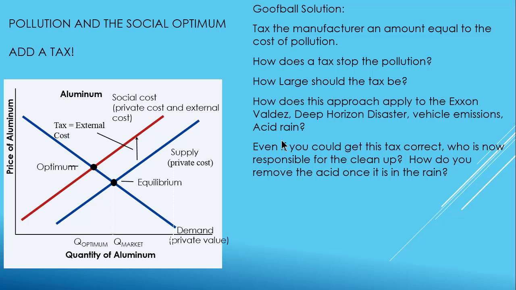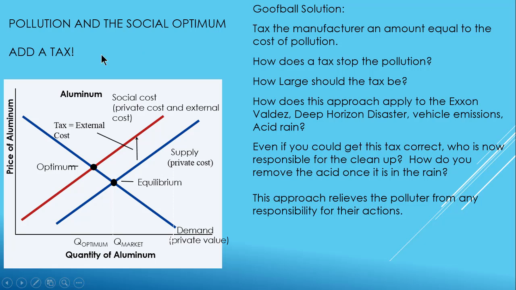Even if you could get the tax correct, who is now responsible for the cleanup? Is it the firm, or has that now been transferred to the government that collected the tax? Okay, and then how do you remove the acid once it's in the rain? The answer is you don't. It's just not possible. So this crazy approach of just, let's add a tax, relieves the polluter from any responsibility for their actions. They could still pollute as much or more.